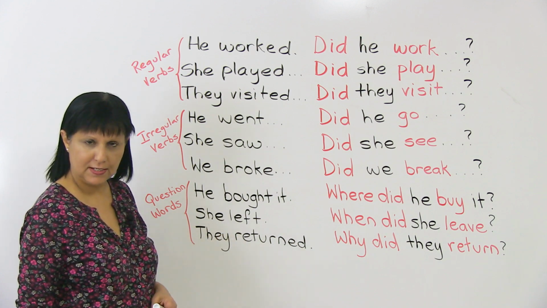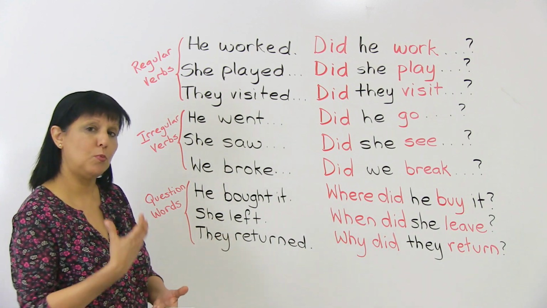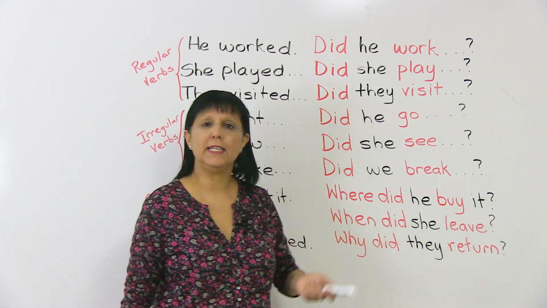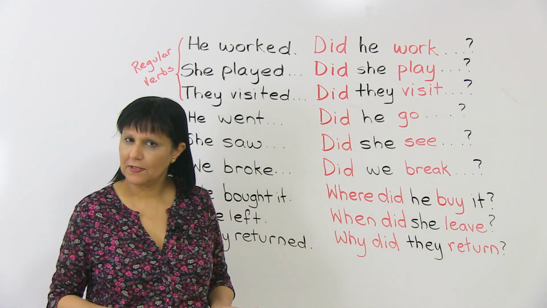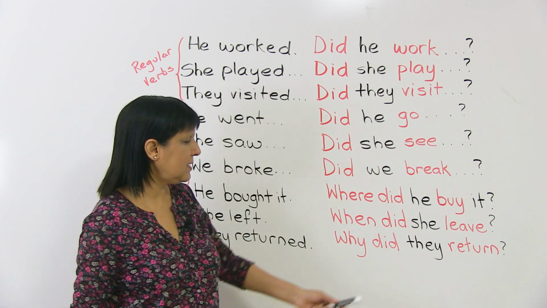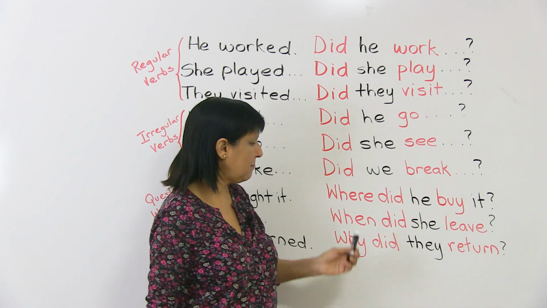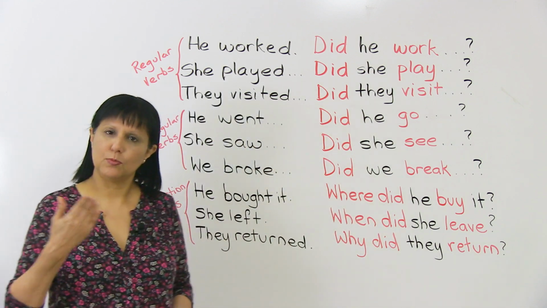She left. All right, now we want to say when. So it becomes, when did she leave? When did she leave? All right. So the most important thing is you're keeping this construction of did she leave like we saw up here, but you're just adding the question word right before it.